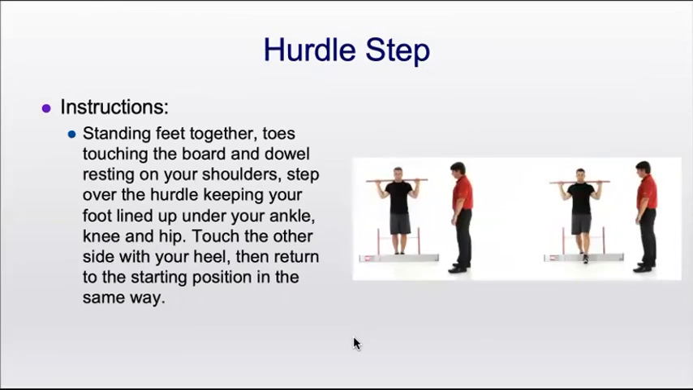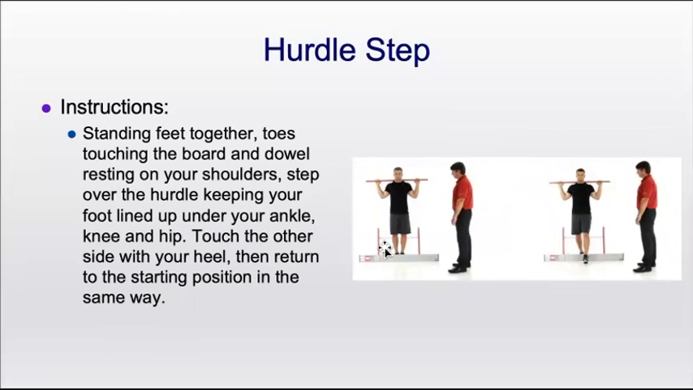The hurdle step. The hurdle step is the second test, and you need the entire testing kit for this. So you've got 2 posts. This is usually an elastic band that goes across the tibial tuberosity, and then the dowel goes across the shoulders. So the individual, first off, you need to set up the proper height of the hurdle.